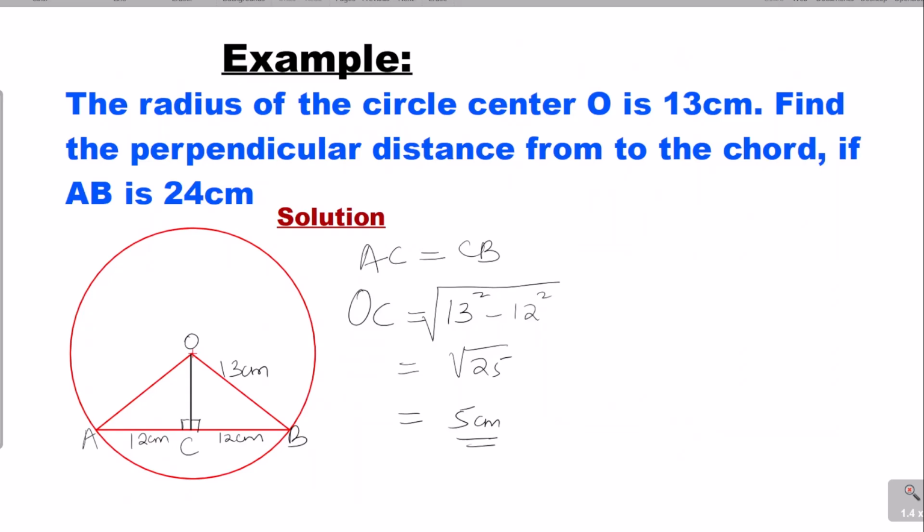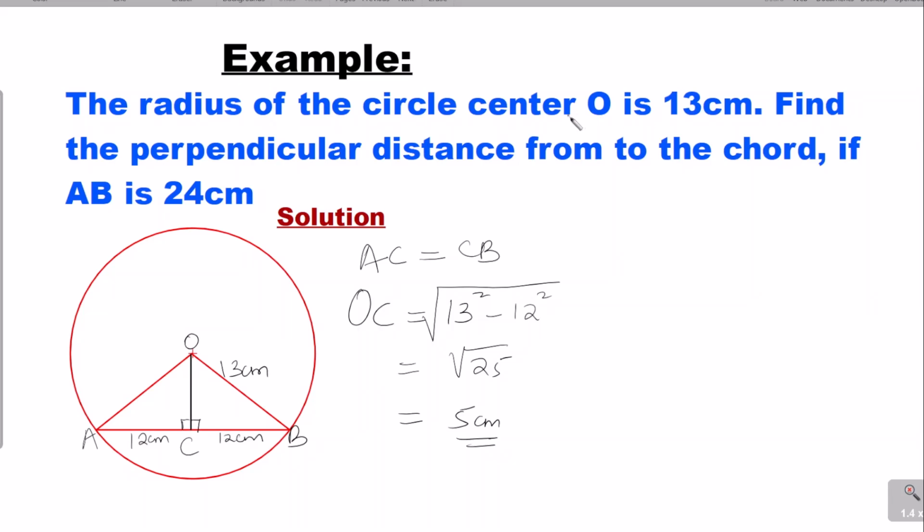Let's look at this example. The radius of the circle center O is 13 centimeters. Find the perpendicular distance from the chord if AB is 24 centimeters. So you have this diagram here. AB is 24 centimeters. So if we go by the property that this perpendicular from the center of the circle meets the chord at 90 degrees, this line from the center to the chord is perpendicular, and it also bisects the chord AB. So if AB is 24 centimeters, then this will be 12, this will be 12. That is what we mean by bisecting.